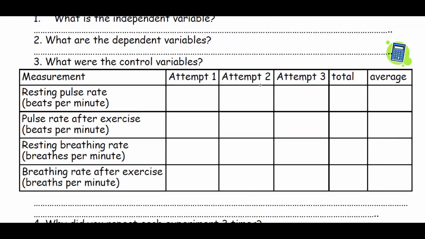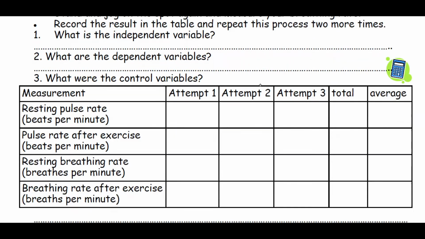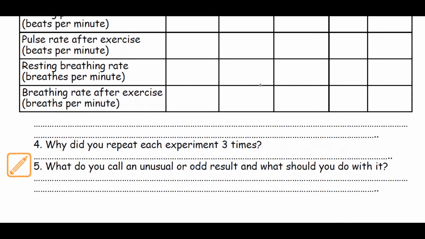So in this investigation, our independent variable is the one that we're changing. So we are changing whether we're at rest or doing some kind of activity, exercise. Our dependent variables, because we're measuring 2 different things in this investigation, are the pulse rate and the breathing rate, and the control variables, the things that we keep the same to make it a fair test, okay, they are the same type of exercise, the same intensity of the exercise for the same amount of time, okay, and the same person, obviously, okay.